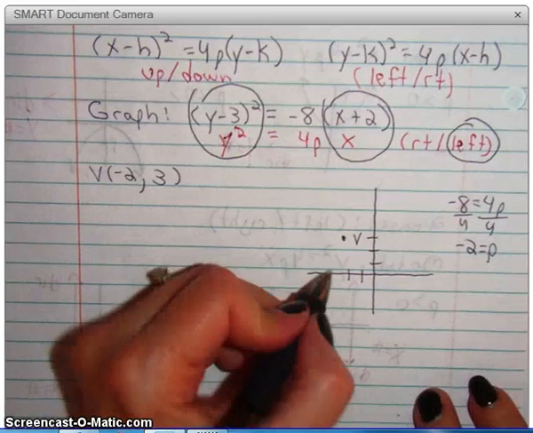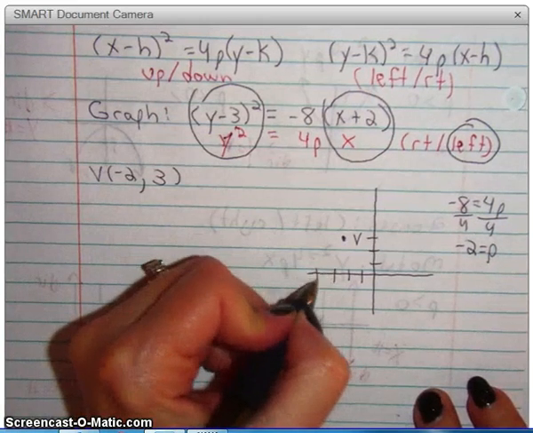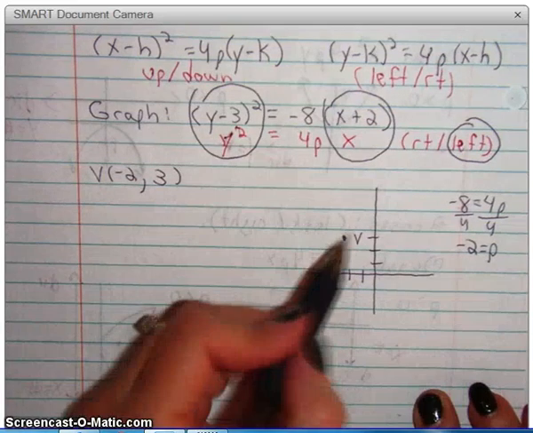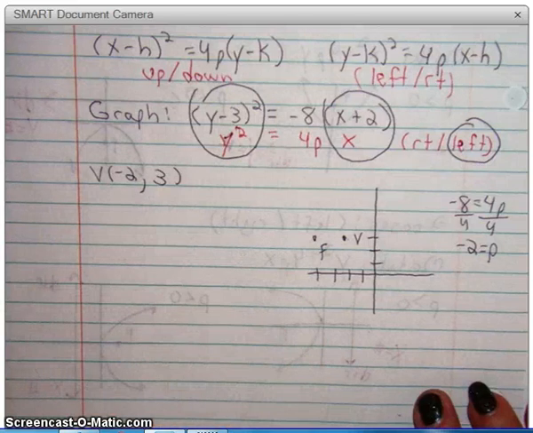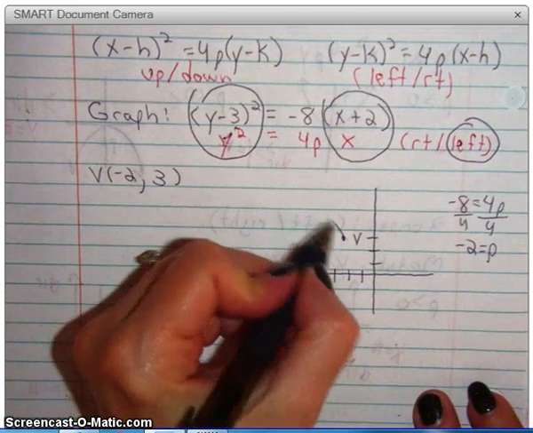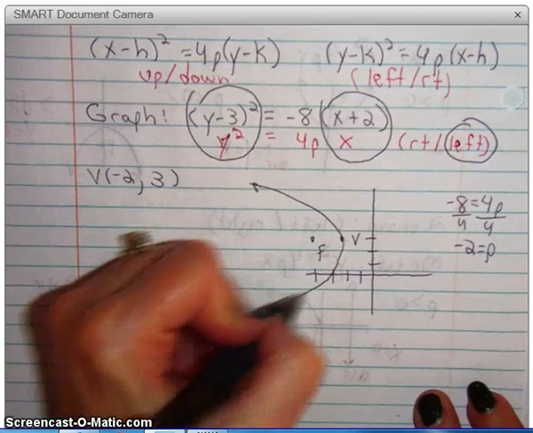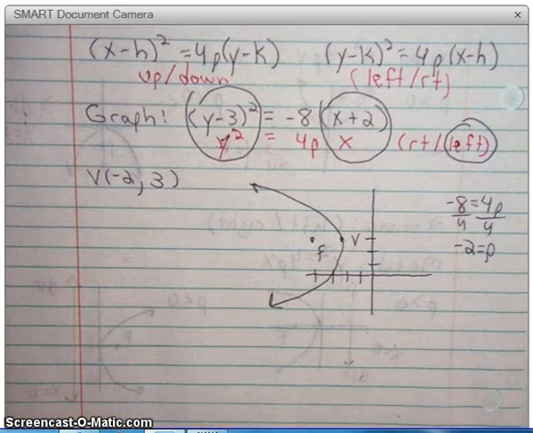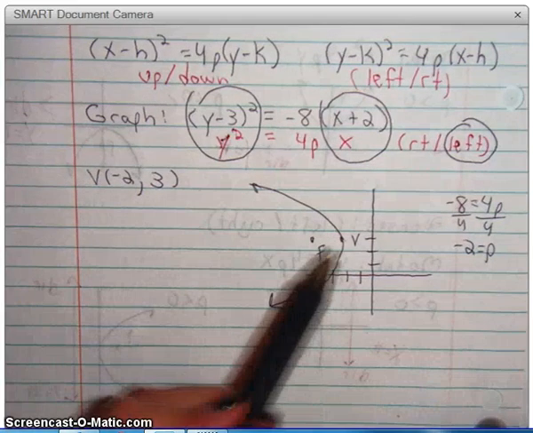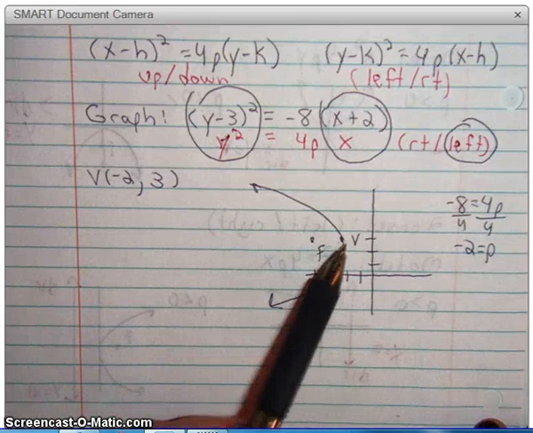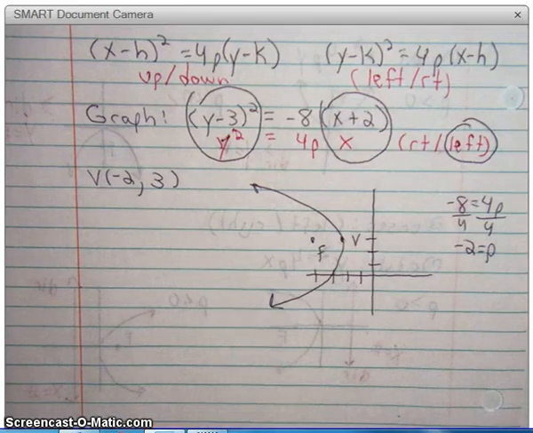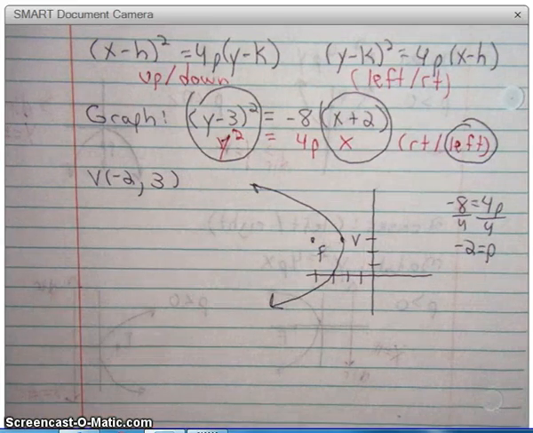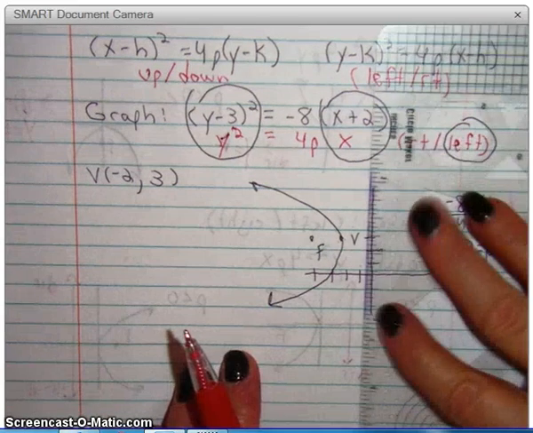And from the vertex to the focus, we have to go the p value. So we have to go negative 2. So here's our focus. Max just said it opens to the left, so you guys can just sketch. Okay. And if the focus is 2 to the left of the vertex, then the directrix would be 2 which way, gang? To the right. So that would be on the y-axis, wouldn't it?